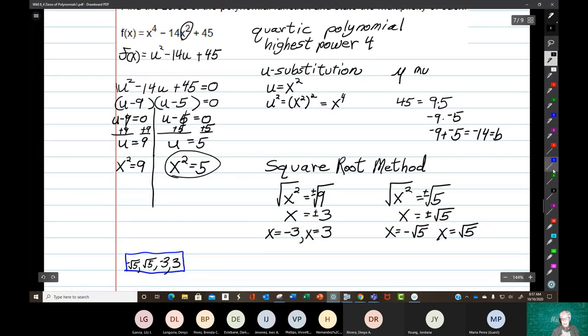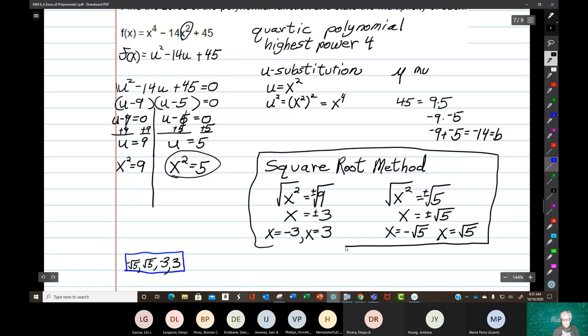And I did that over here because the method I used is called the square root method. And it's kind of the opposite of solving a quadratic equation. Instead of squaring both sides, you take the square root of both sides. So put that down on your flashcard too.